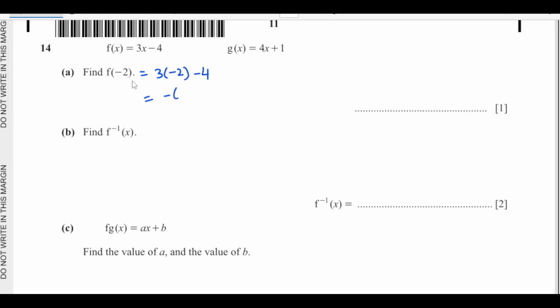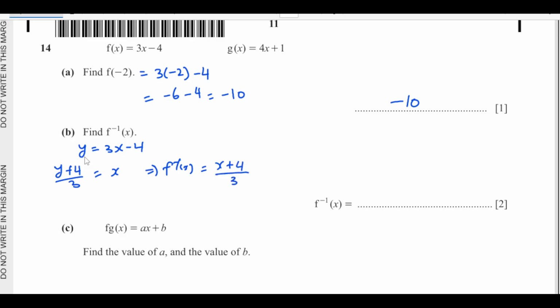So this is negative 4, negative 6 and negative 4, which is negative 10. Okay. Now f inverse x, so we have f is 3x minus 4, we can put it as y. So make x the subject, then over 3, this is x. So that means f inverse x is x plus 4 over 3. So x plus 4 over 3.